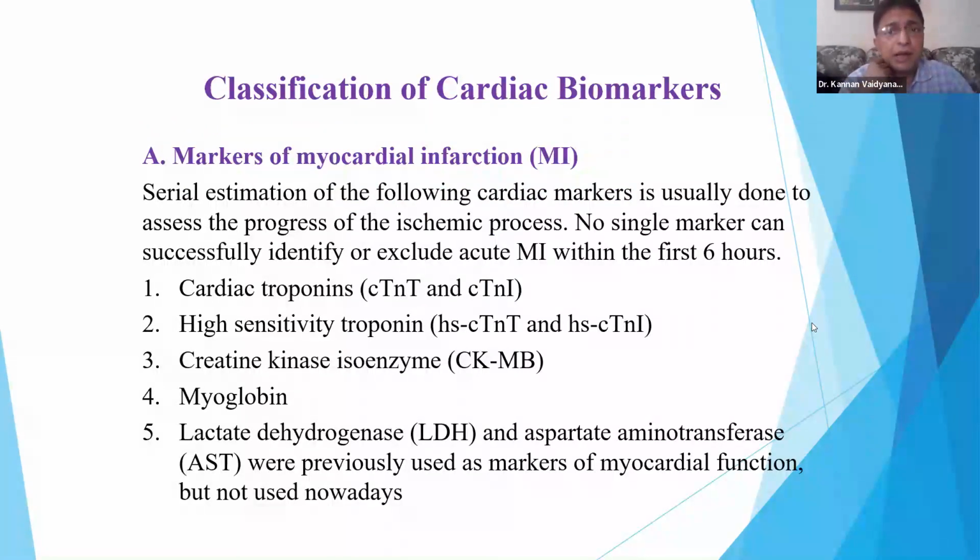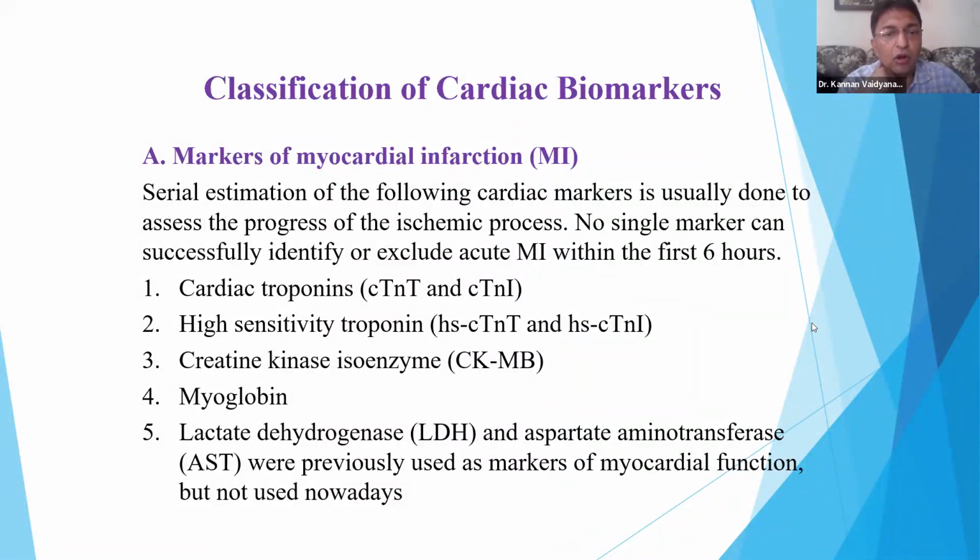Now, there are lots of cardiac biomarkers currently available in the market. One way to simplify this is to classify them, and I have just given a simple way of classifying the cardiac biomarkers. The first category is markers of myocardial infarction. Serial estimation of cardiac biomarkers is done to assess the progress of the ischemic process. In fact, there is no single marker which can successfully either identify or exclude acute MI in the first 6 hours, which is the most important time period. However, a combination of many of these biomarkers can be used in this period, which is also the most crucial as far as prognosis and treatment are concerned.